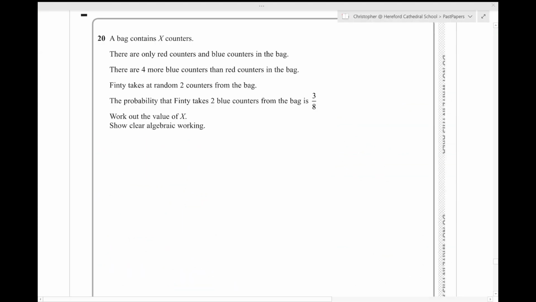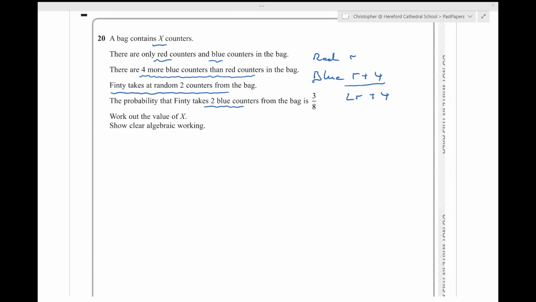Question 20. Right. A bag contains X counters, only red and blue counters in the bag. There are 4 more blue than red. So if there are R red, then there would be R plus 4 blue. And altogether, there would be 2R plus 4 counters in the bag. All right. Finty takes at random 2 counters from the bag. The probability that he takes 2 blue counters is 3/8.